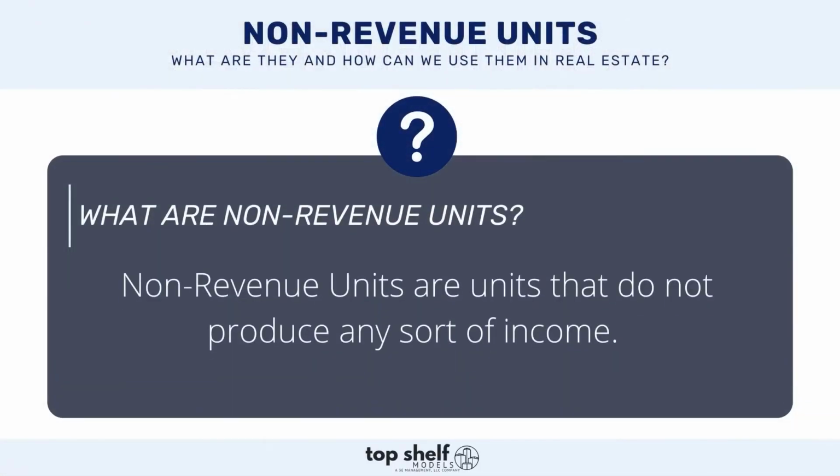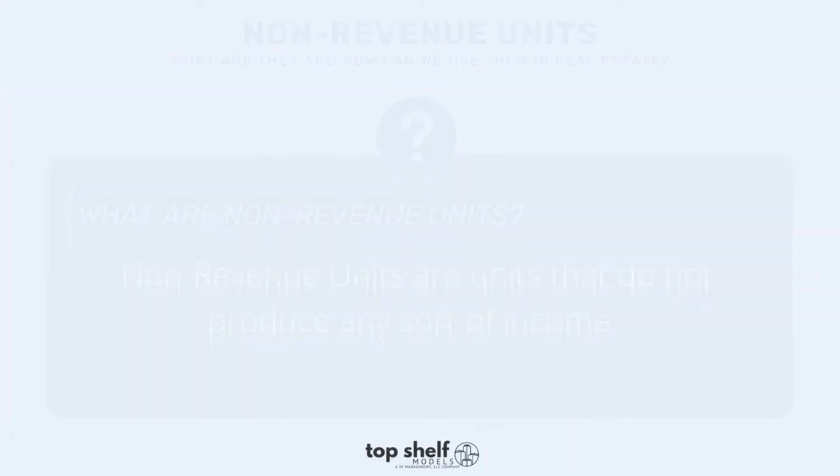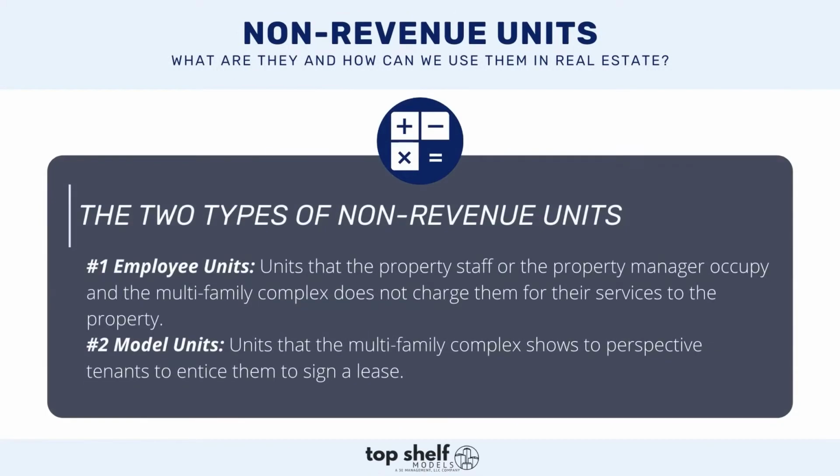So, non-revenue units are units that do not produce any sort of income. There are two main types of non-revenue units: employee units and stage units, or model units. Employee units are units that the property staff or the property manager occupy, and the multifamily complex does not charge them in return for their services to the property.